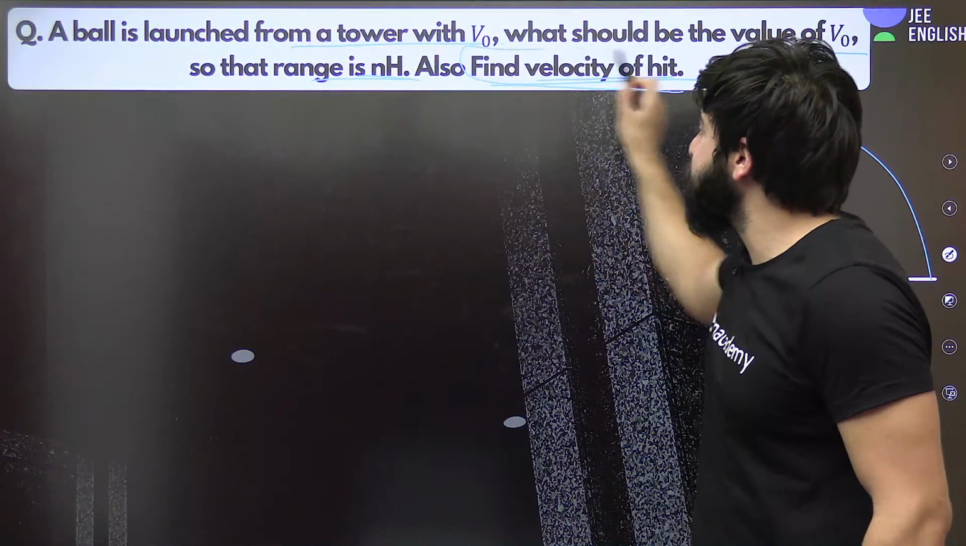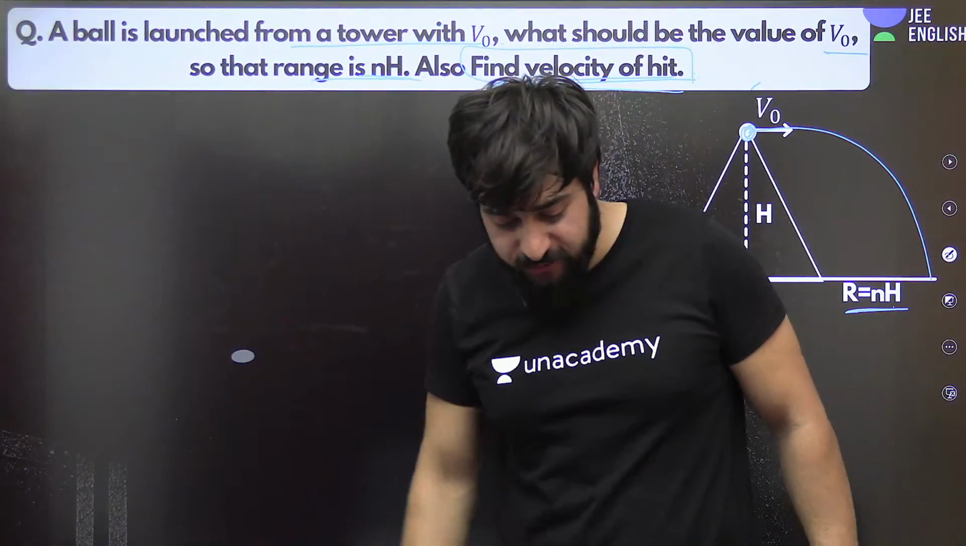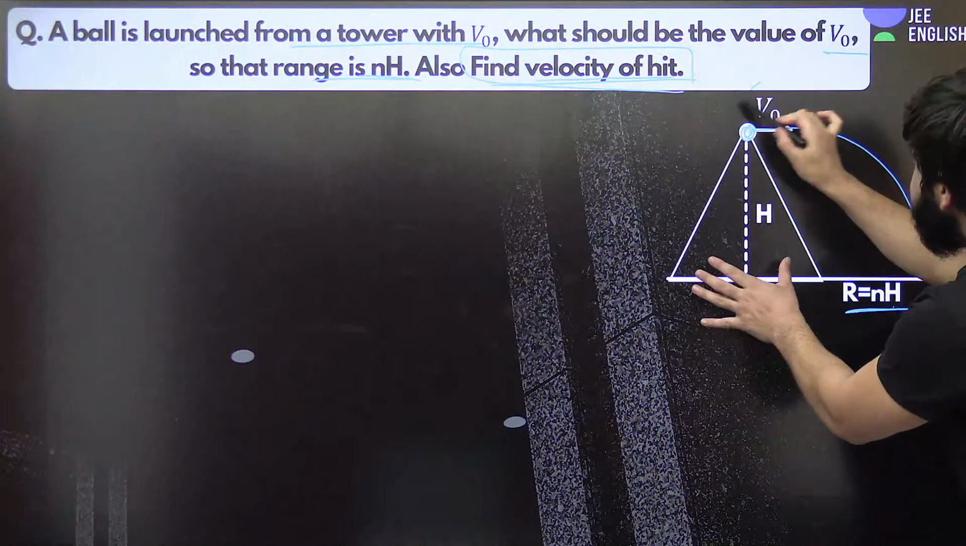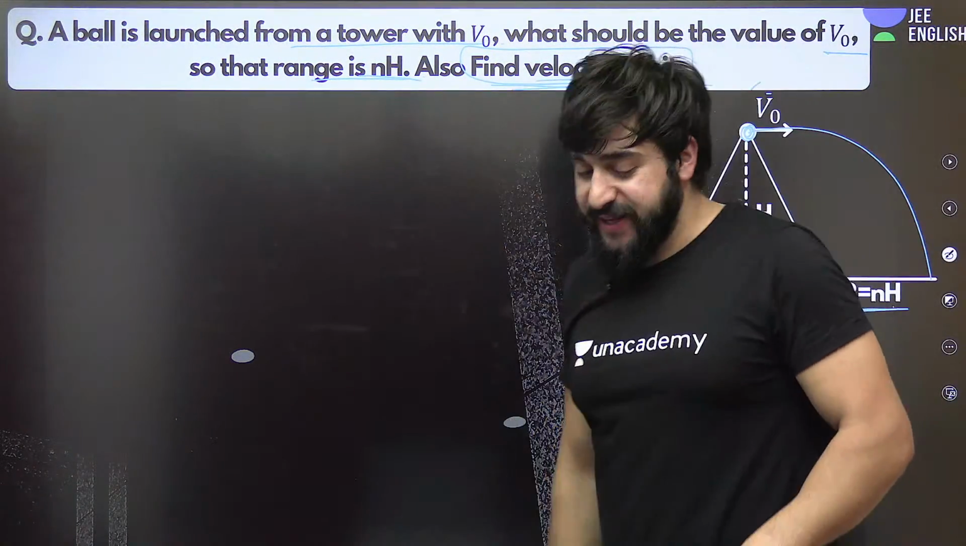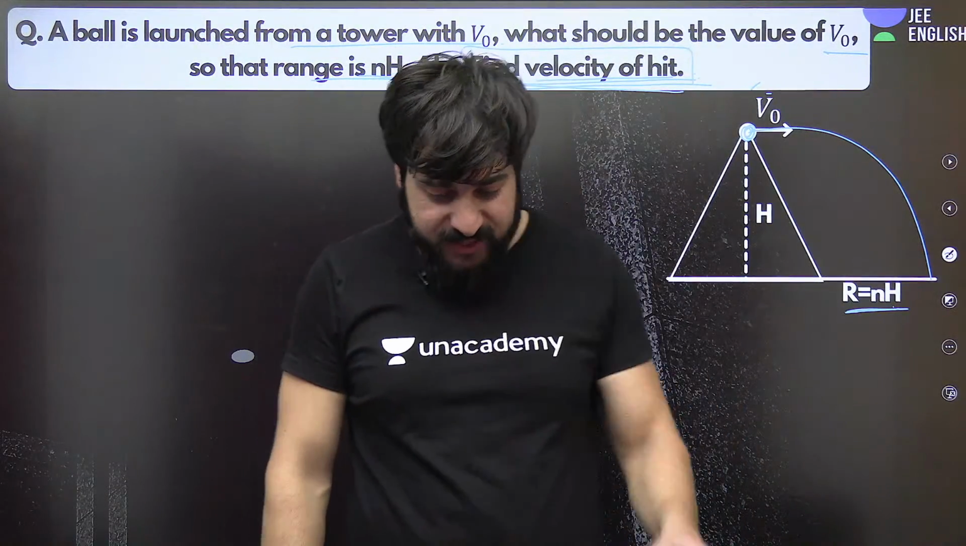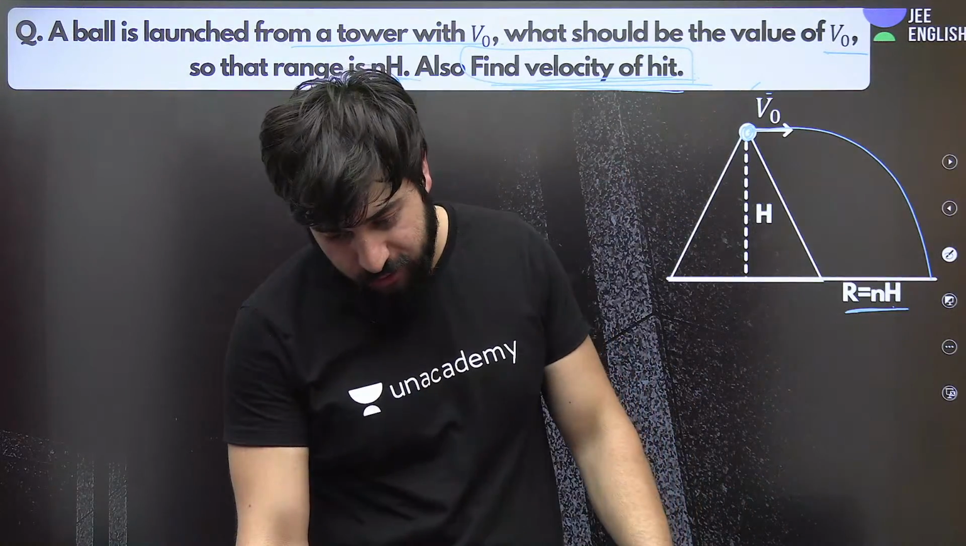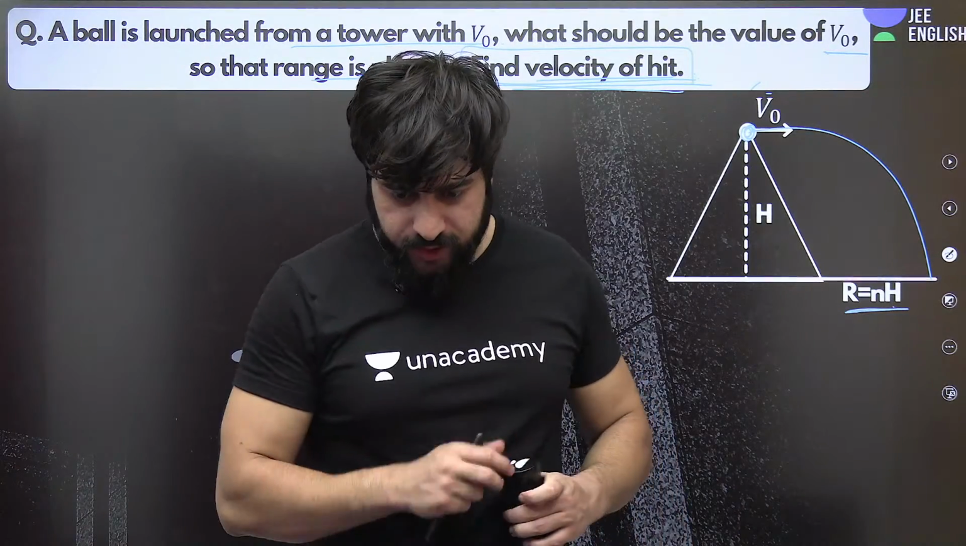Next, we need to find the velocity of hit over here. First is with what velocity we have launched this. Next is what will be the velocity of hit. Can you solve this question in the live chat? I just need to know the answer of this question, all of you.